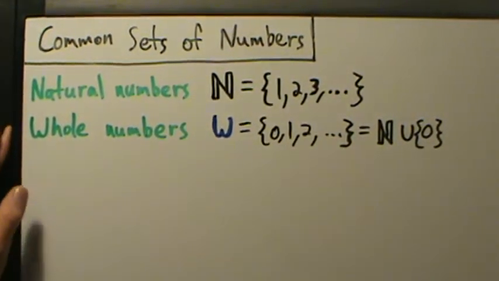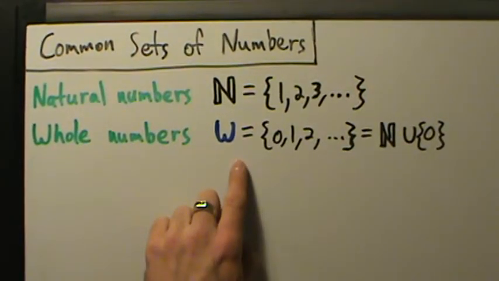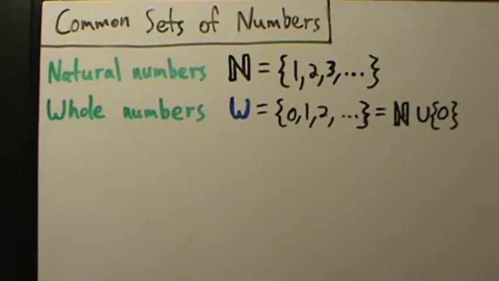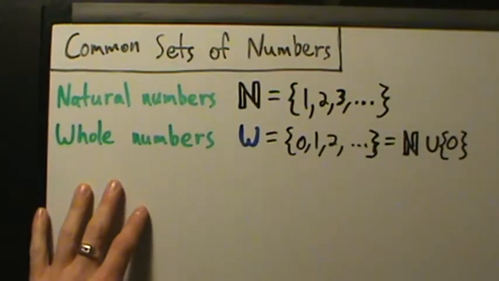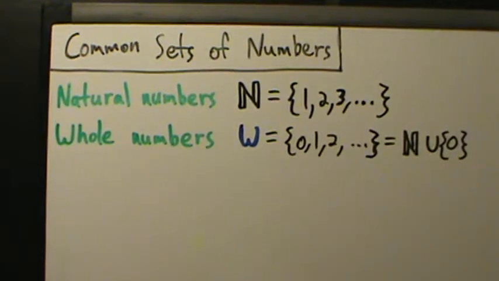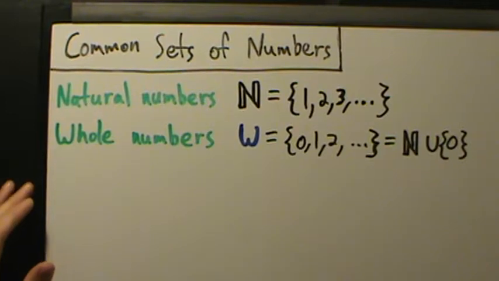Again, the whole numbers aren't really important enough to have their own universally accepted notation, none that I've ever seen or heard of. It's more common to just talk about natural numbers, and if you need 0 as well, we explicitly throw in 0. So we say the natural numbers with 0. But it all depends on who you talk to and what you're reading. So that's natural numbers, whole numbers.